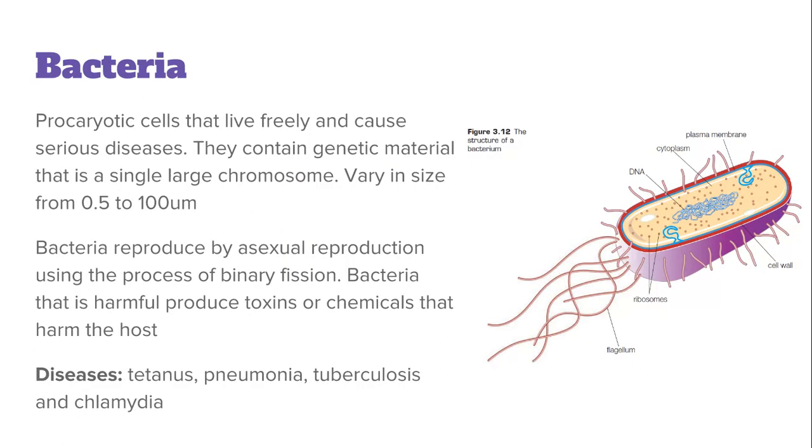We then move on to bacteria, which are larger than viruses, and they're prokaryotic cells that can live freely, but they can cause serious disease. They contain, again, genetic material, which is a single large chromosome, and they reproduce by asexual reproduction through the process of binary fission. So the bacteria that are in fact harmful to organisms can produce toxins or chemicals that harm the host, and some such diseases include tetanus, pneumonia, tuberculosis, and chlamydia.